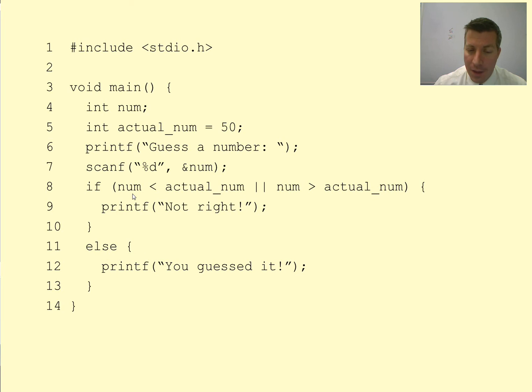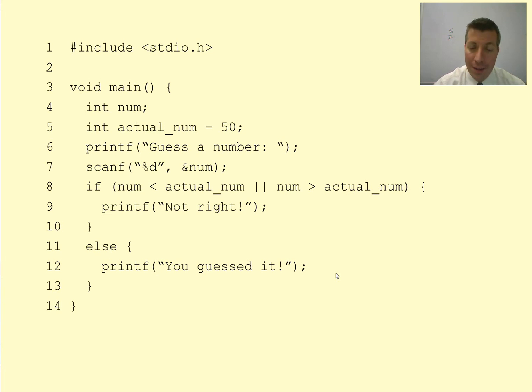So if the num is less than actual num or if it's greater than actual num, I'm going to print out that's not right. Otherwise, I'm going to print out you guessed it. The reason that I use the OR instead of the AND, if I had used the AND operator, I would have never gotten to line 9. There's absolutely no way that I can ever get to line 9 if I use the AND operator, because num can never be less than actual num and greater than actual num at the same time.